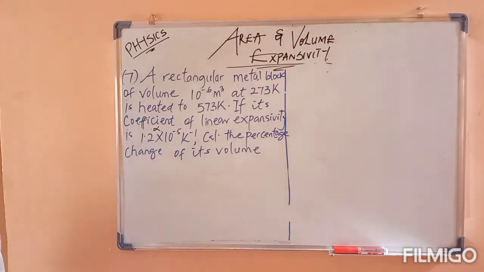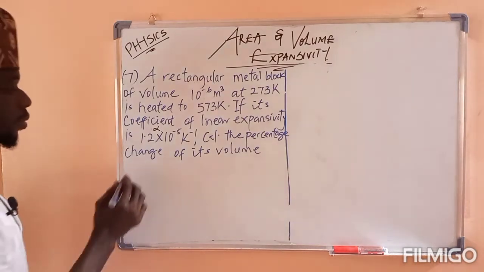The question says a rectangular metal block of volume 10 raised to power minus 6 meter cube at 273 Kelvin is heated to 573 Kelvin. If its coefficient of linear expansivity is 1.2 times 10 raised to power minus 5 per Kelvin, calculate the percentage change of its volume. So before we calculate the percentage change, we have to calculate what? Change in volume. Now, solution.